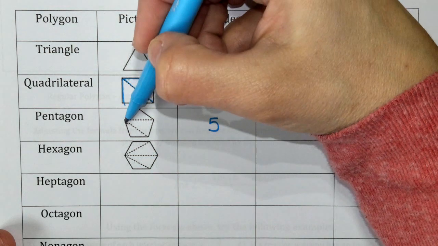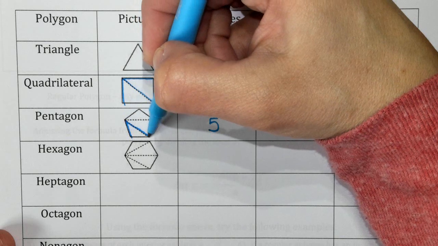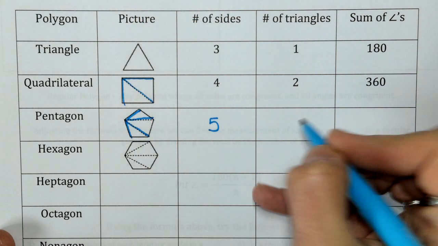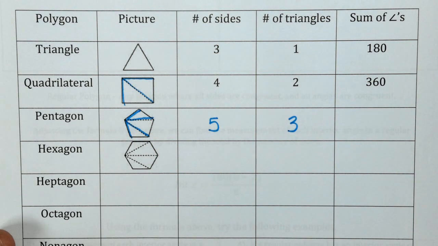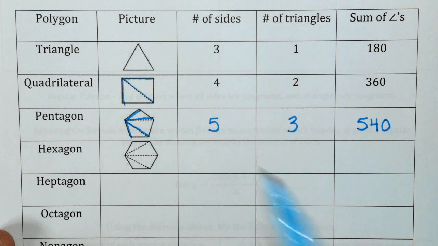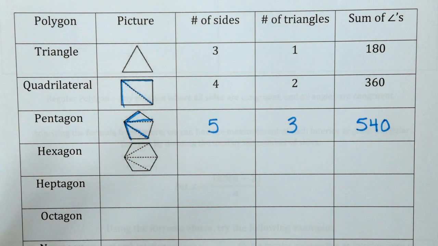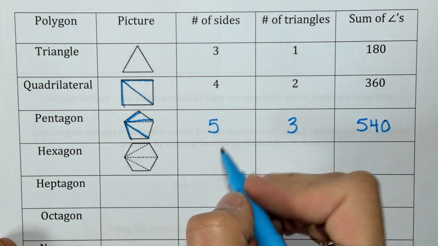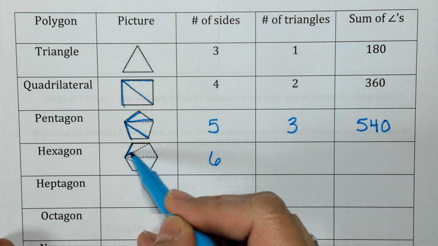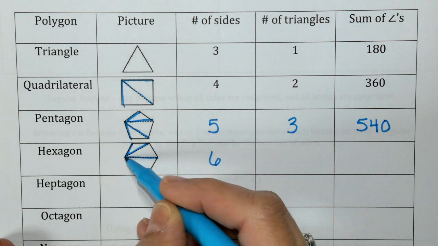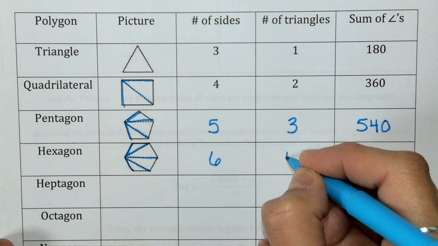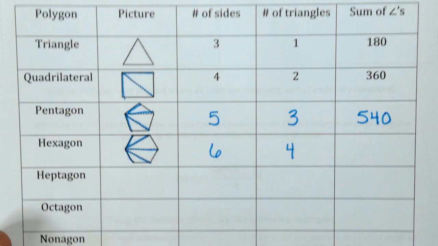If we pick any vertex and we go to all the other vertices, we're going to notice that we have 1, 2, 3 triangles. We're going to wind up with 540 degrees as all 5 angles added up together. Our hexagon, we have 6 sides. Again, taking that vertex, connecting to each and every other 5 vertices, we're going to end up with 1, 2, 3, 4 triangles. So here's the fun part. We have to start drawing these.